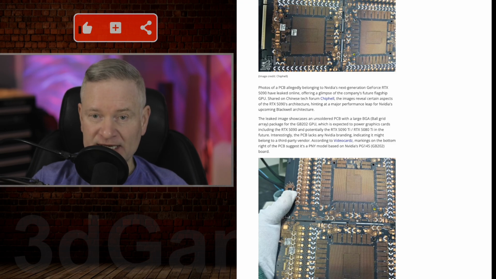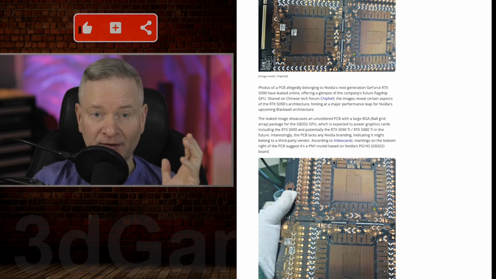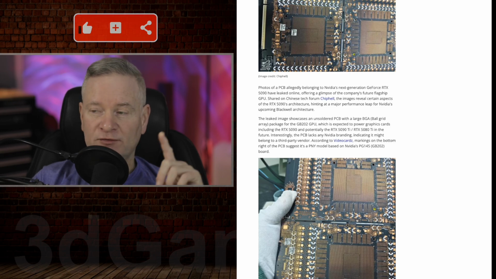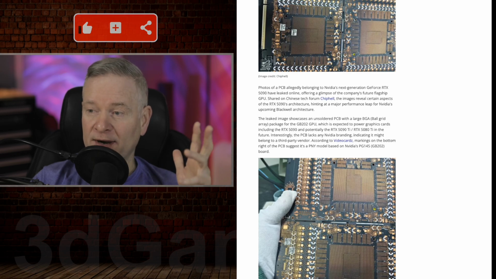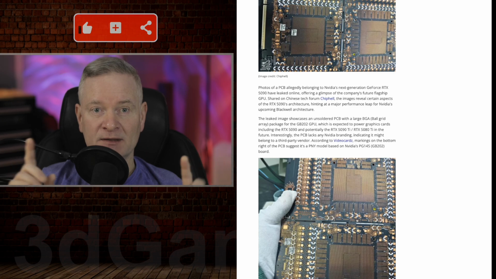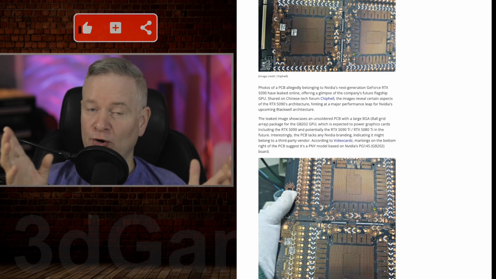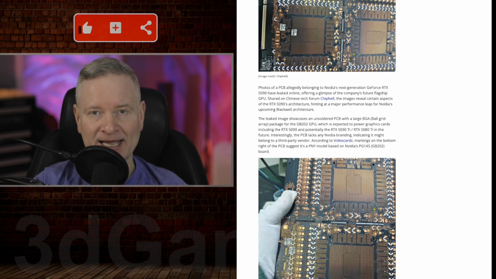So the power connector on this will be a single 12V-2x6 power connector capable of delivering 600 watts of power. And who knows, the higher end variants of this could demand even more power than that. And this also suggests that the overclocked versions from third-party vendors could have dual connectors for higher power delivery. So not only are you going to be spending a lot of money on the video card, you're going to have to get a really, really high-end power supply, and they are not cheap.